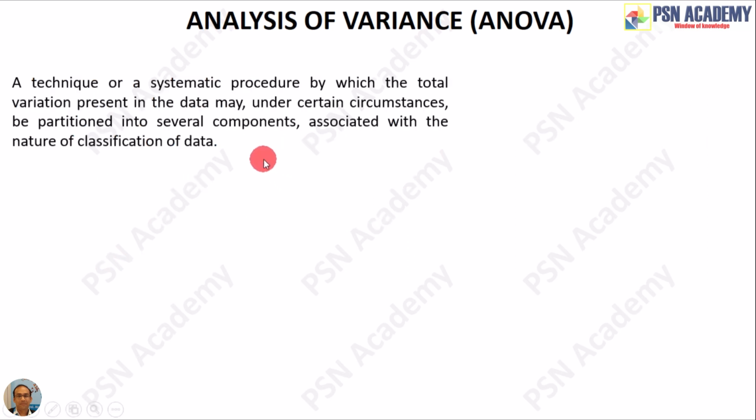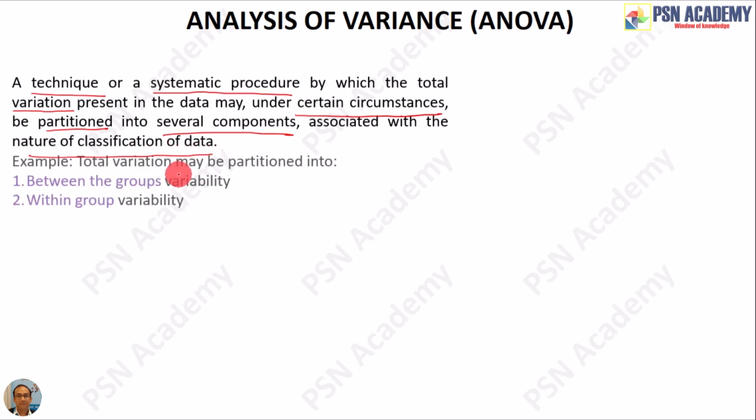Now first we go with the definition of ANOVA. It is a technique, or more specifically a systematic procedure. With this procedure, in each data there must be some variation, right? With the help of ANOVA you can partition that variation into several components. For doing that, the data must be under certain circumstances, and of course the partition matters with the nature of classification of data.